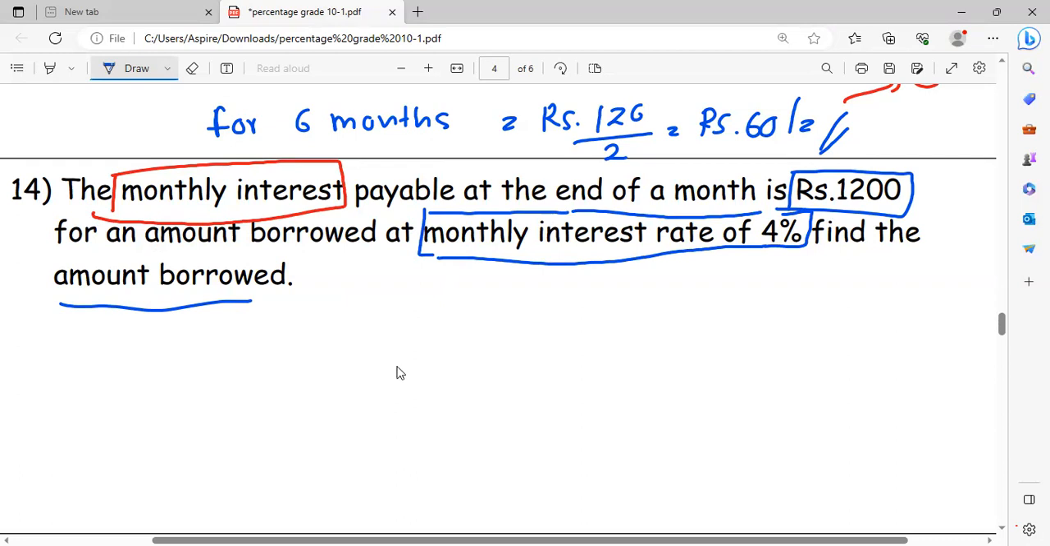If the interest is 4 rupees, that means if we have to pay 4 rupees as the interest at the end of the month, then the amount that we have borrowed is 100 rupees. That is given by this percentage value.